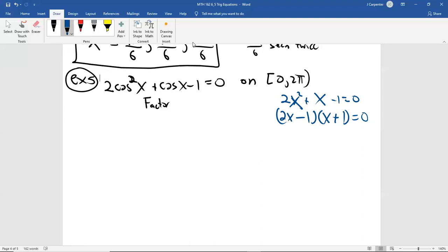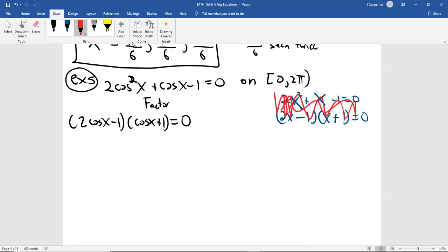So instead of writing x's, I'm writing cosines. The factored form is 2 cosine of x minus 1 times cosine of x plus 1 equals 0. Some of you may not even do this blue stuff over here and go straight to that. That's perfectly fine. Some of you need to see this in a simpler looking form and would do the blue version. That is also fine. Do I care which way you do it? Nope. I care that you can get it done with a way that works always.